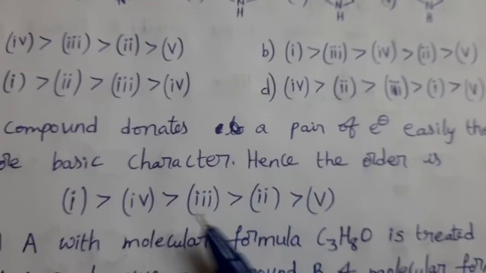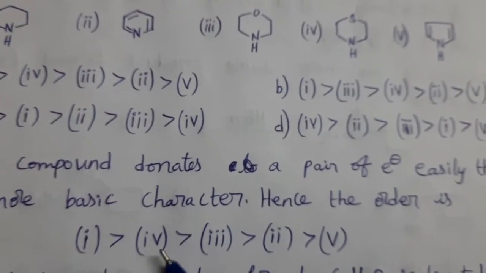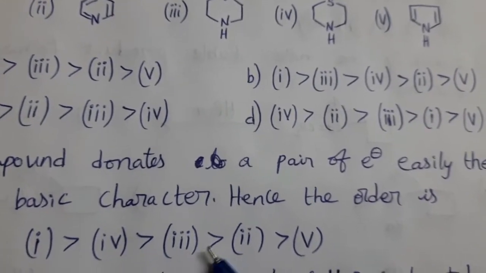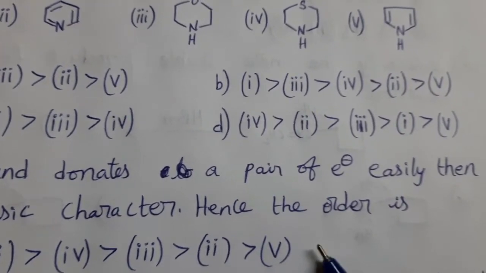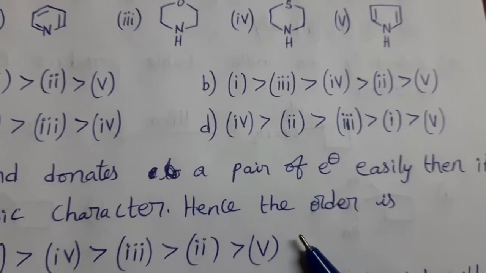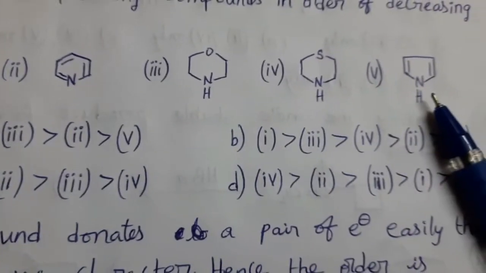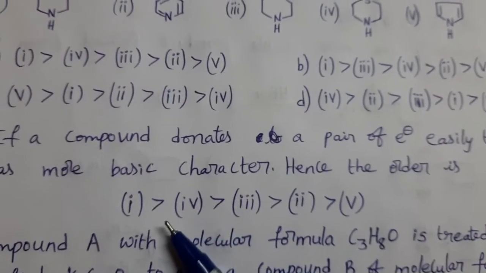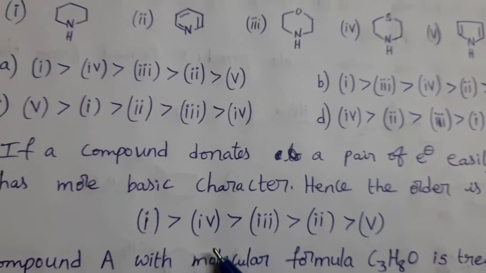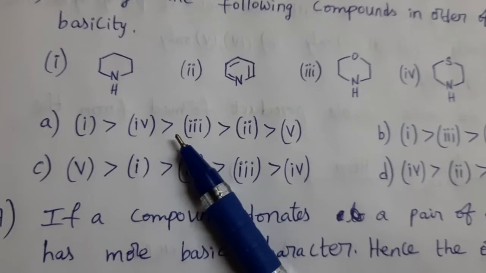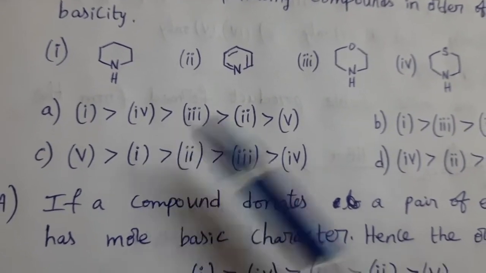So finally, the order is first compound greater than fourth one, greater than third one, greater than second one, greater than fifth one. So highest this compound, lowest this compound. So what is the suitable option? Option A is the correct answer for this question.